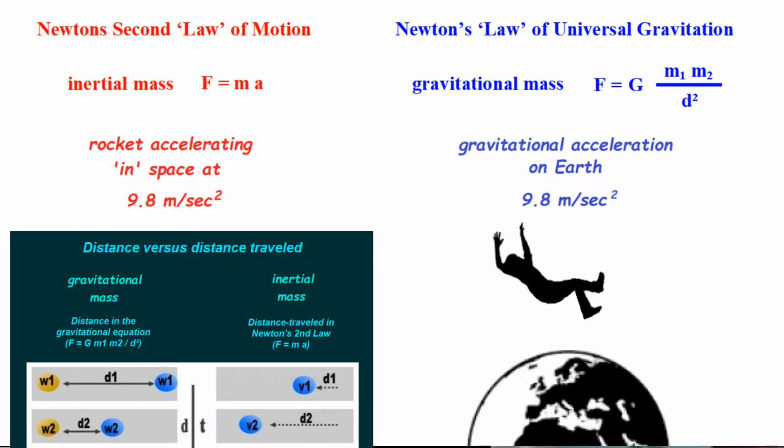And here you see the qualitative difference. The distance involved in that acceleration is not the same distance as the distance in the universal gravitation law. In the universal gravitation law, what you have is separation. In the other one, you have distance traveled. And that's essentially the difference.